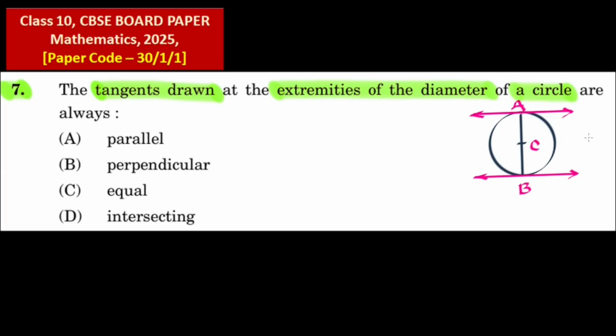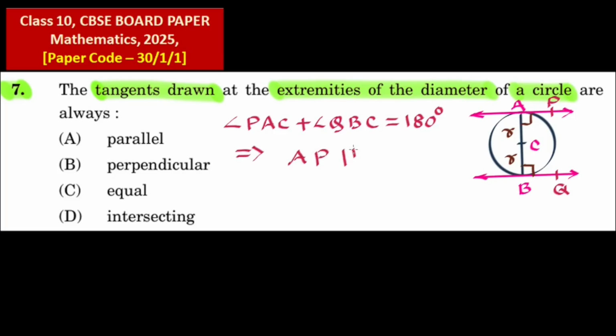Now, according to the tangent radius theorem, the tangent drawn at A is perpendicular to radius CA, and the tangent drawn at B is perpendicular to radius CB. Here, interior angles, angle PAC plus angle QBC are supplementary, 90 degrees plus 90 degrees, which implies tangent AP is parallel to tangent BQ. Hence, the correct answer option is A.